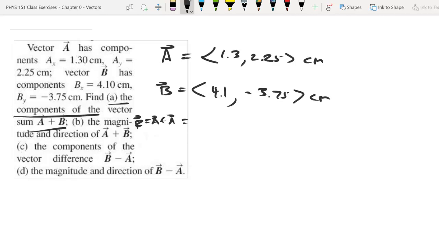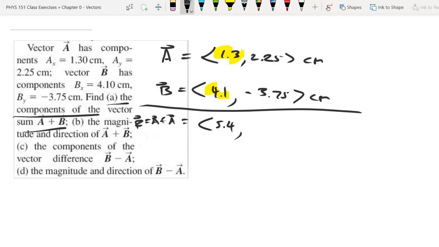Which is as simple as just adding the components to each other. So if I have them on top of each other like this, I can put this bar down here and add straight down, right? But you have to be very careful. You can only add x components to x components and y components to y components. This is why we first break things into components before we add them up. So AX is 1.3, BX is 4.1. Just adding these together, I get RX equal to 5.4, right?